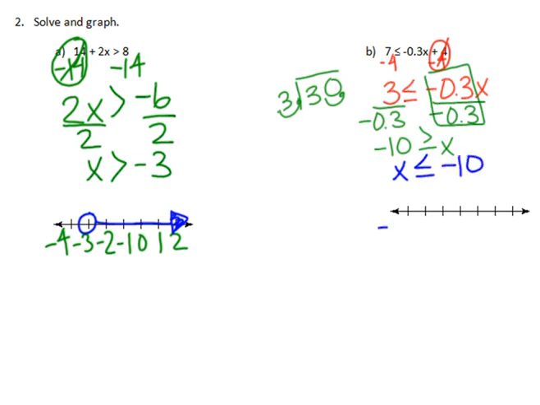So I can start negative 12, negative 11, negative 10, negative 9, negative 8. And this time I'm going to have a closed circle at negative 10. And my arrow is going to point to all the numbers that are smaller than negative 10. So that's going to go off to the left.